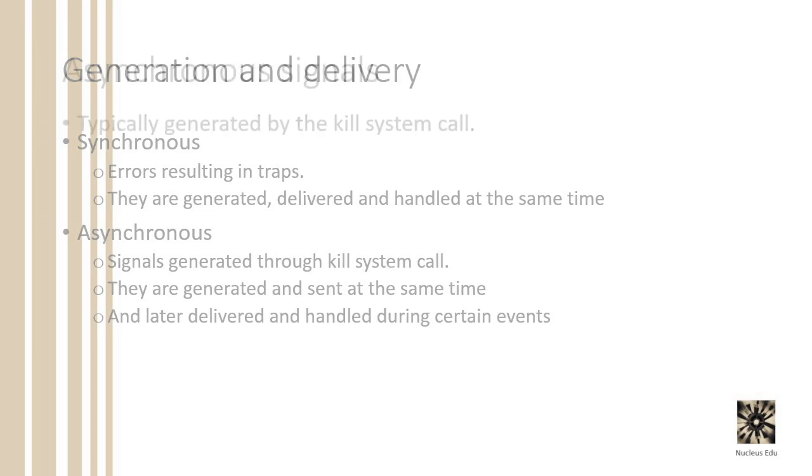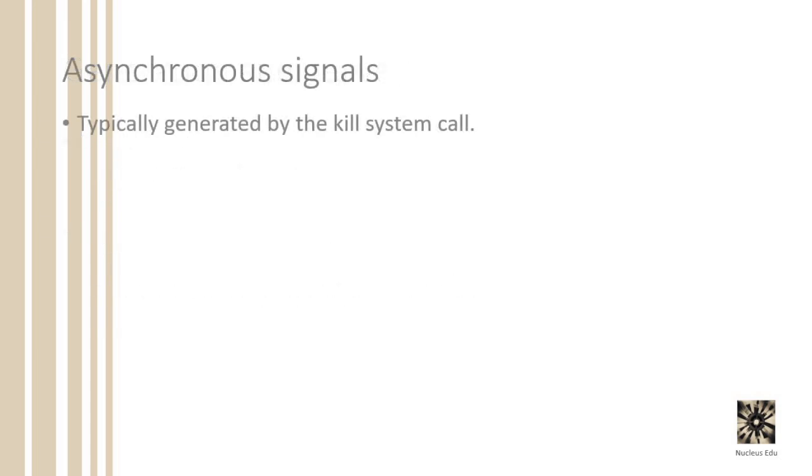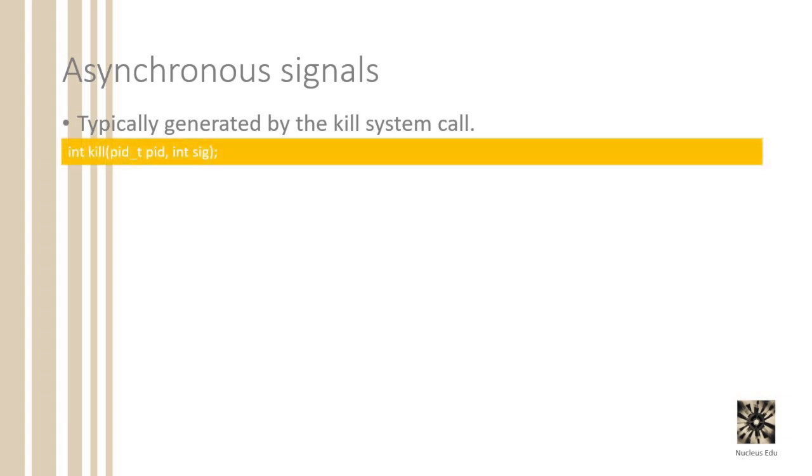So let's start with asynchronous signals, and to start with the generation and delivery, we'll typically look into the kill system call, which is one of the ways to send an asynchronous signal to another process. Right, and this is what the definition of the kill system call is. You send a PID to it, which is the process ID to which you want to send the signal, and the signal number, in those two parameters.